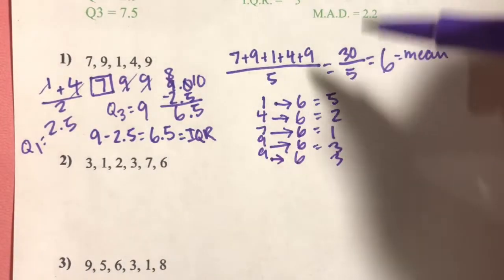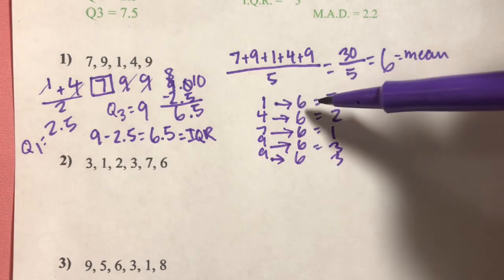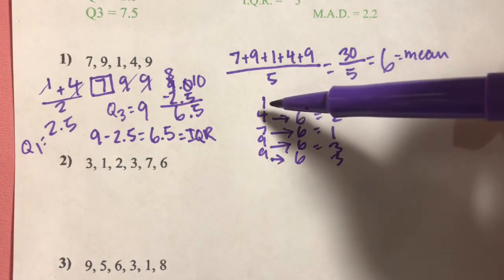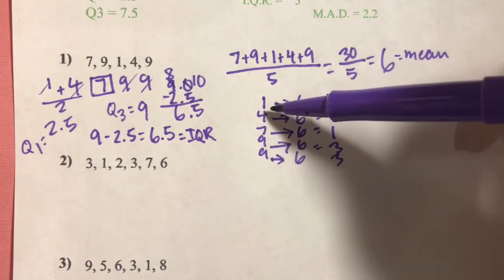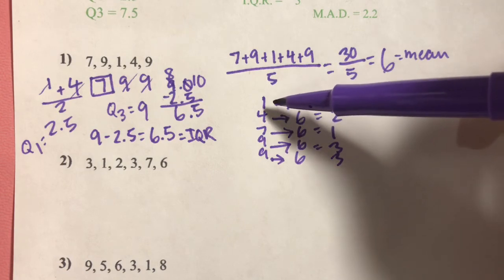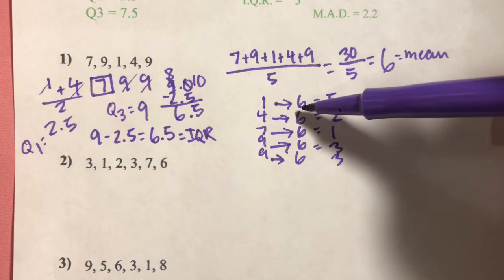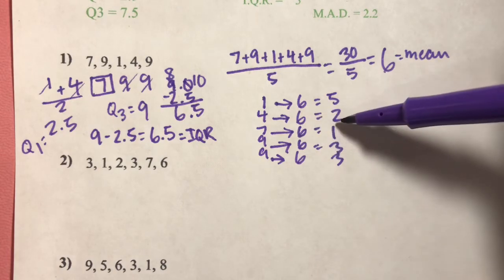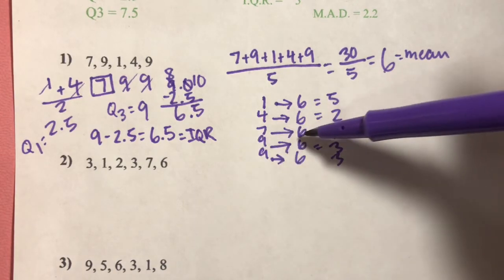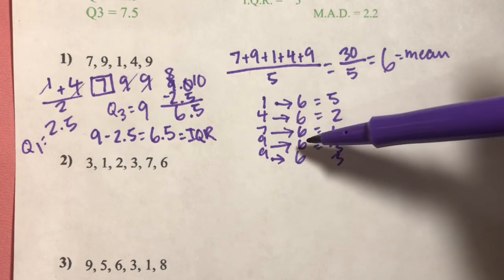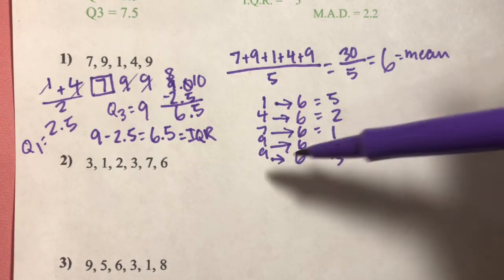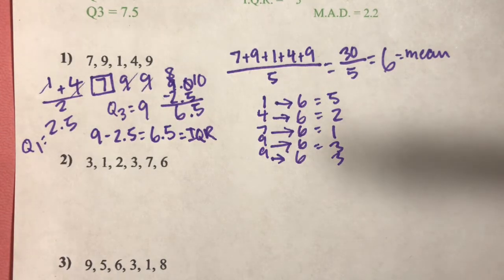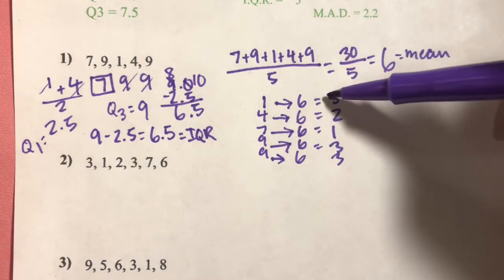Okay, if you're confused as to how I got all those distances, you basically just take the bigger number and subtract the smaller number from it. Also, just think about a number line. From 1 to 6, how many units does it take to get from 1 to 6? It takes 5 units. How many units does it take to get from 4 to 6? 2. How many units from 6 to 7? 1. How many units from 9 to 6? 3. And how many units from 9 to 6? 3. And again, distance is always positive. You cannot have negative distance. So these are our distances.